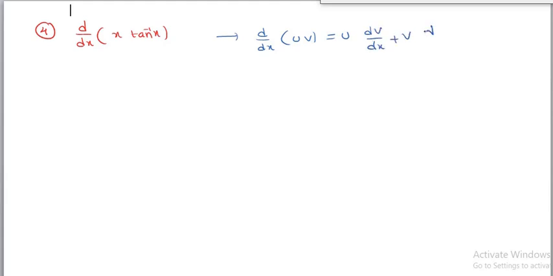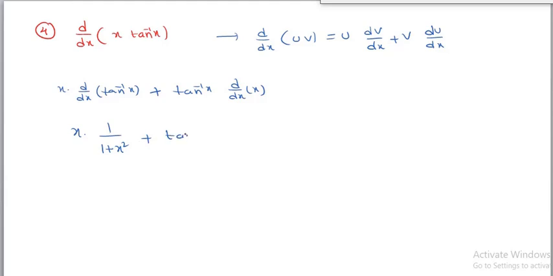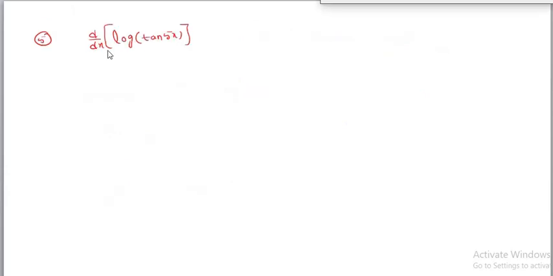Next, uv form. d by dx of uv equals u dv by dx plus v du by dx. For x tan inverse x: x times d by dx of tan inverse x, plus tan inverse x times d by dx of x. The derivative of tan inverse x is 1 by 1 plus x square, and the derivative of x is 1. So x by 1 plus x square plus tan inverse x. Write it up.